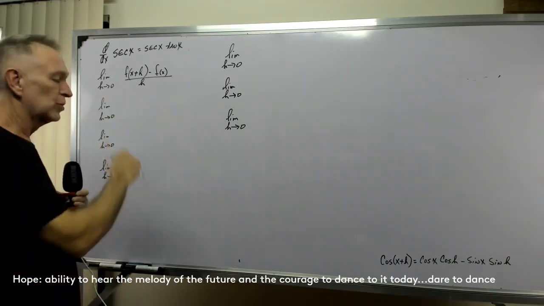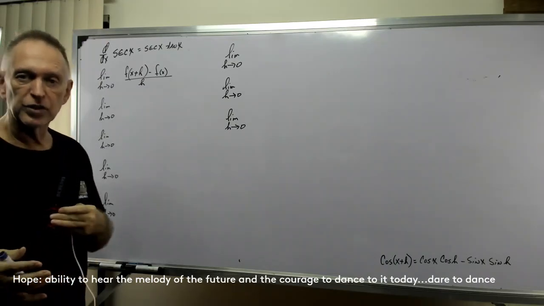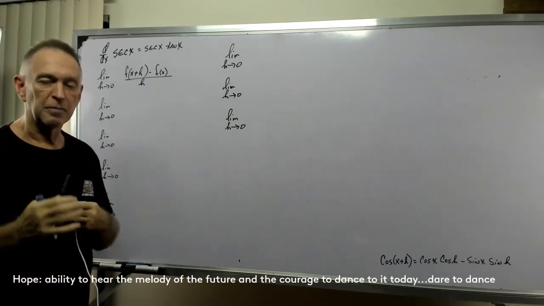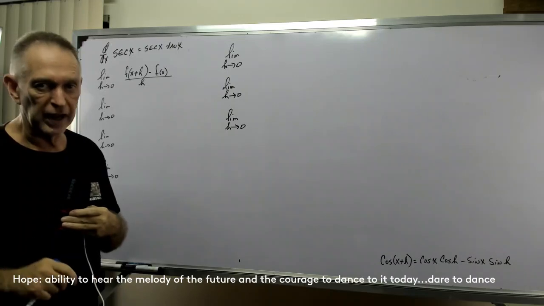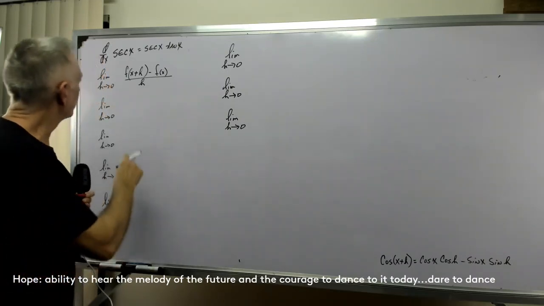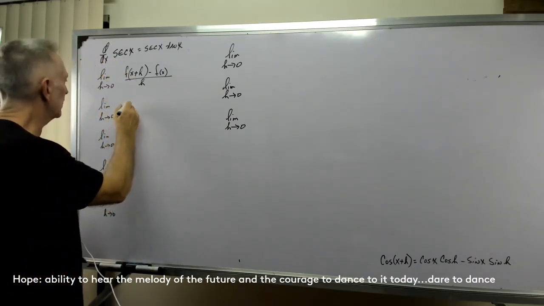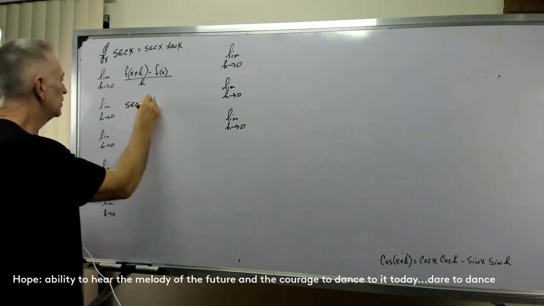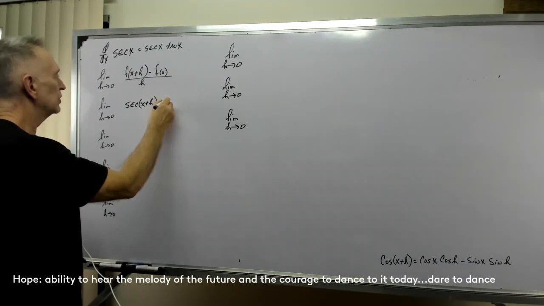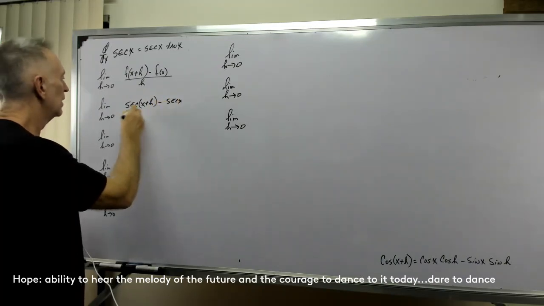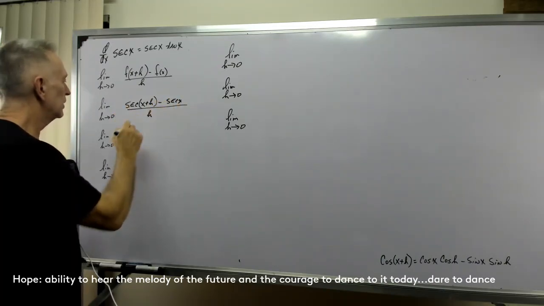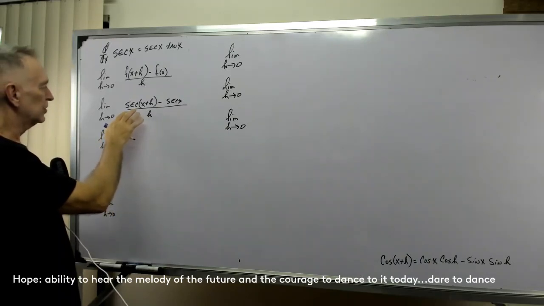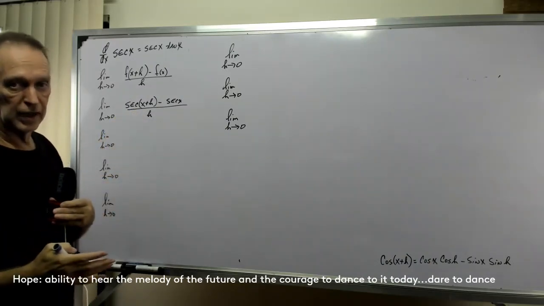So we're going to use the limit formula as h approaches 0 of f of x plus h minus f of x all over h. So let's get after it. All right, so we're going to plug in secant x plus h minus secant x over h. Now we know that secant is 1 over cosine.